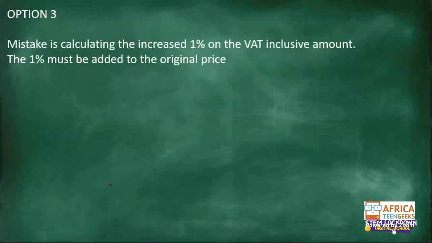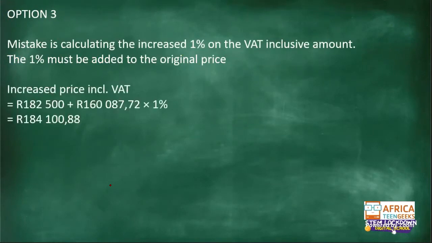The other way, option 3, is you can do the calculation like this. You can take that 182,500 because this is inclusive of 14%, right? This is inclusive of 14%. And then you calculate the additional 1% on the original selling price, which is not inclusive of any VAT. That's why here we took the original selling price of 160,087 rand 72 cents multiplied by 1%.